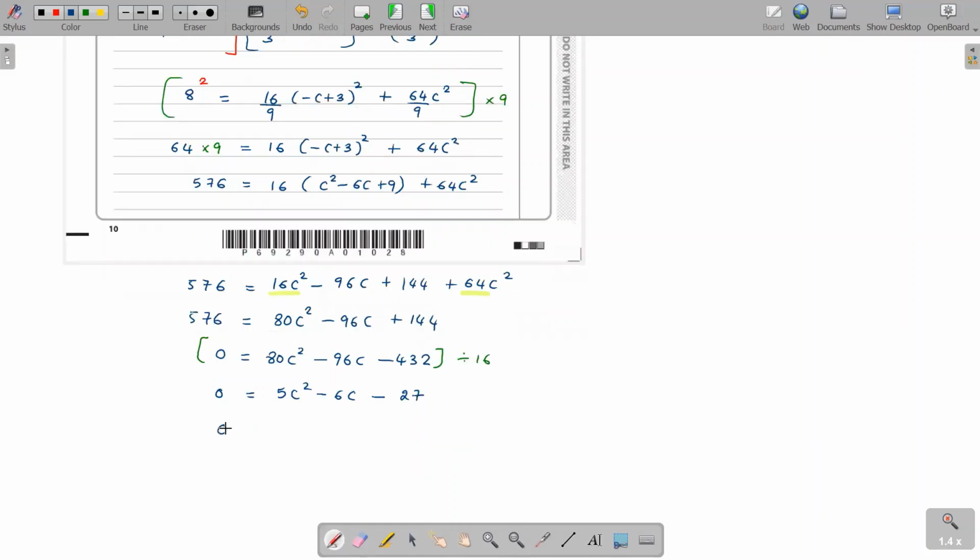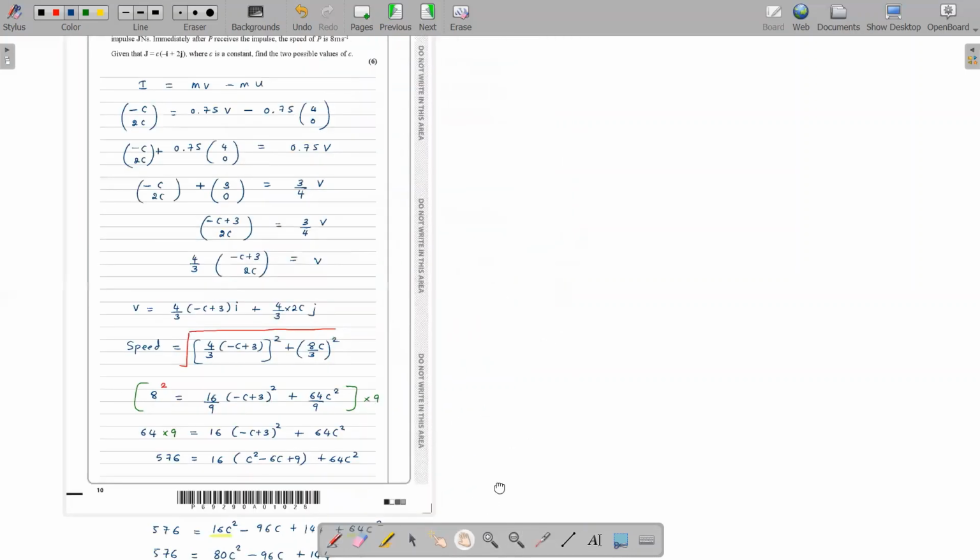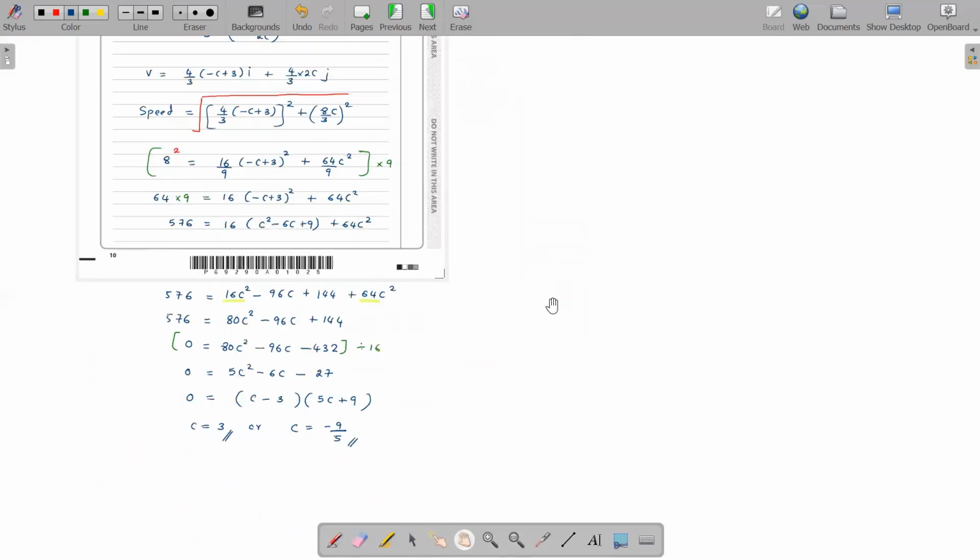Okay, so then we can factorize now. What are our two factors? We get here c minus 3. The other factor is 5c plus 9. Am I correct? Then we get c equals 3 or c equals minus 9 over 5. So these are our answers for the values of c. Find the values of c. So two possible values of c.